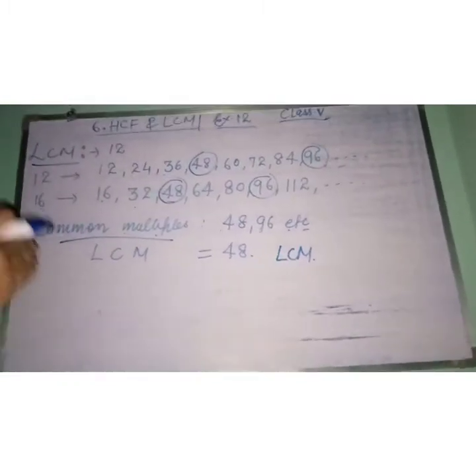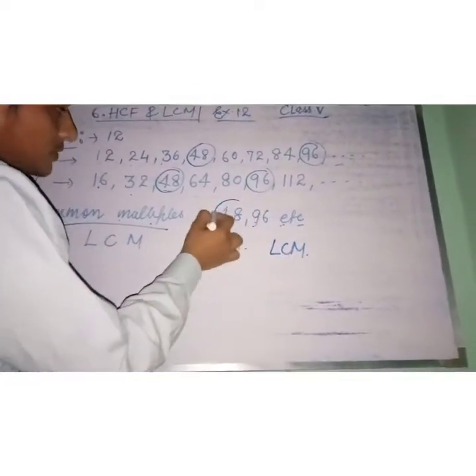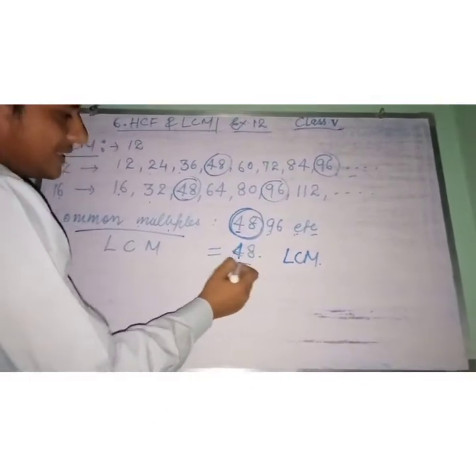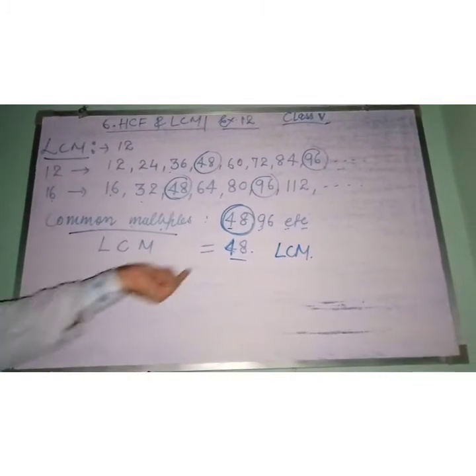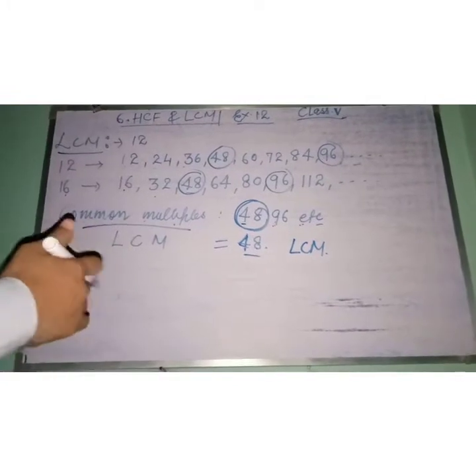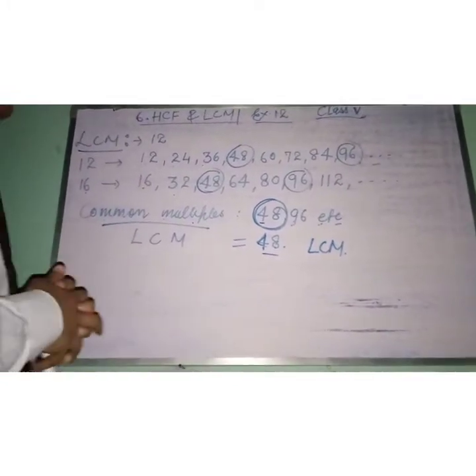Lowest means सबसे छोटा, lowest. Now here the 48, 96 etc. So the lowest common multiple is 48. That means the LCM of 12 and 16 is 48. This is the LCM. So hence we can define the LCM, the lowest common multiple.